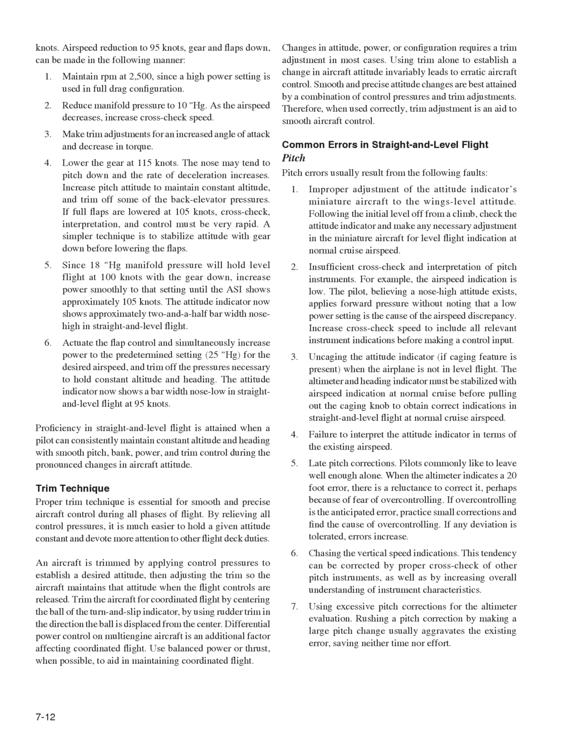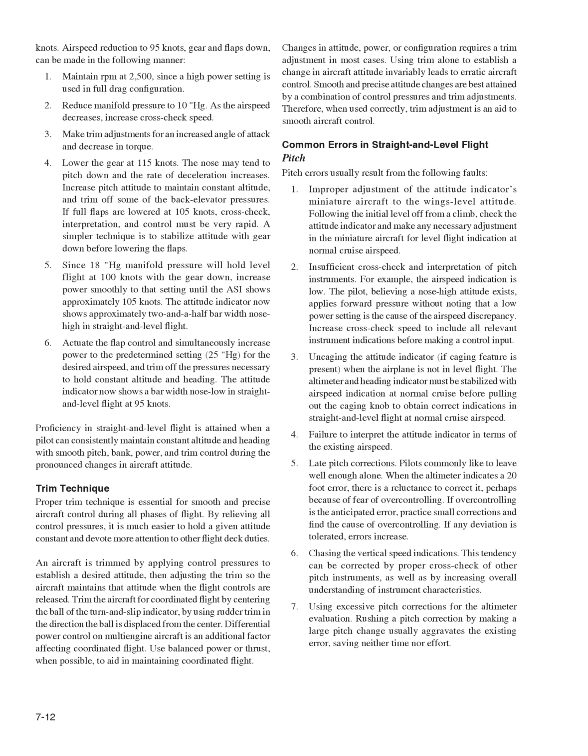3. Uncaging the attitude indicator, if caging feature is present, when the airplane is not in level flight. The altimeter and heading indicator must be stabilized with airspeed indication at normal cruise before pulling out the caging knob to obtain correct indications in straight and level flight at normal cruise airspeed. 4. Failure to interpret the attitude indicator in terms of the existing airspeed.